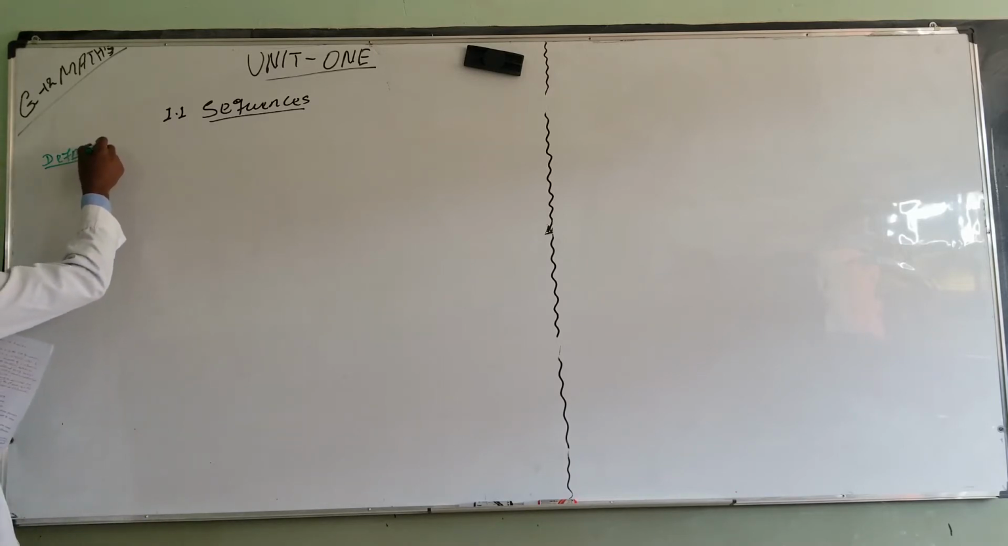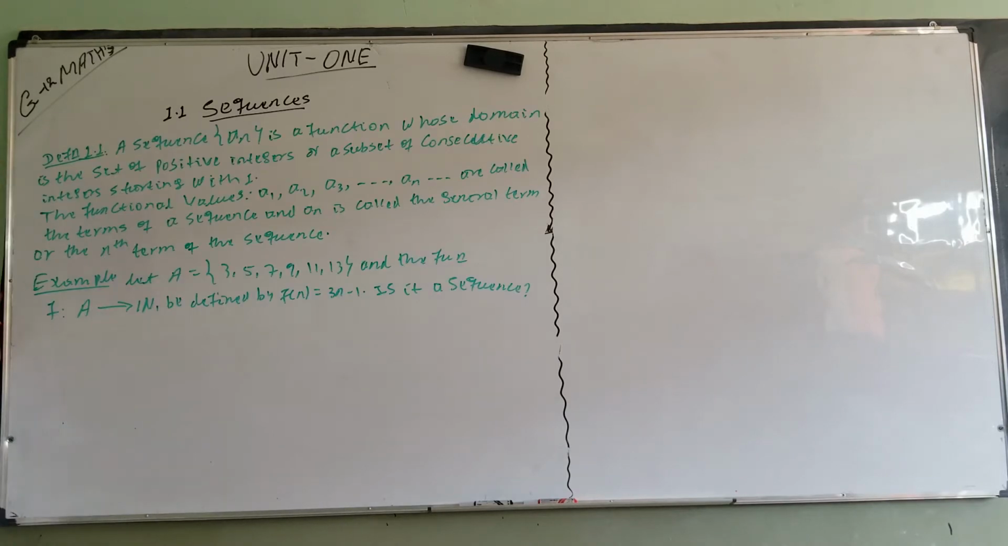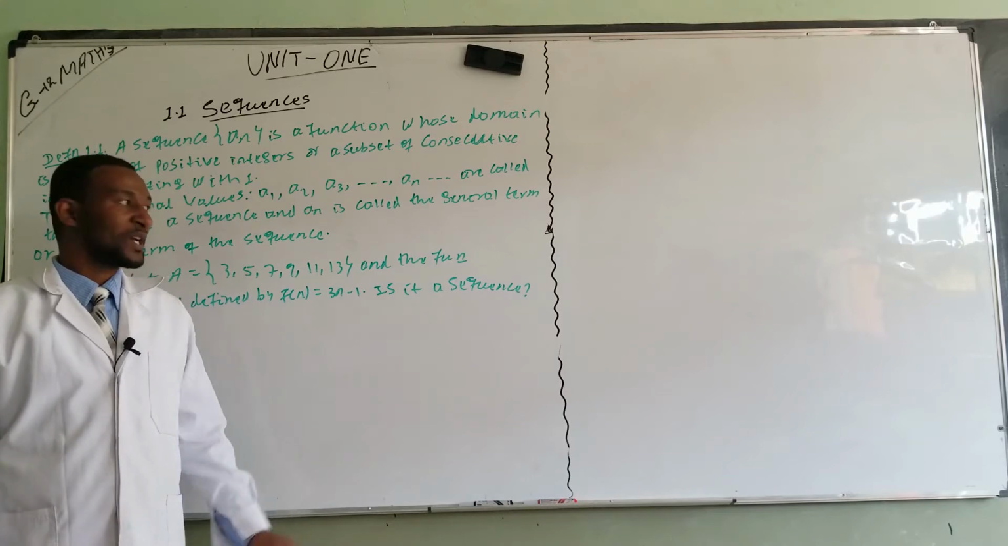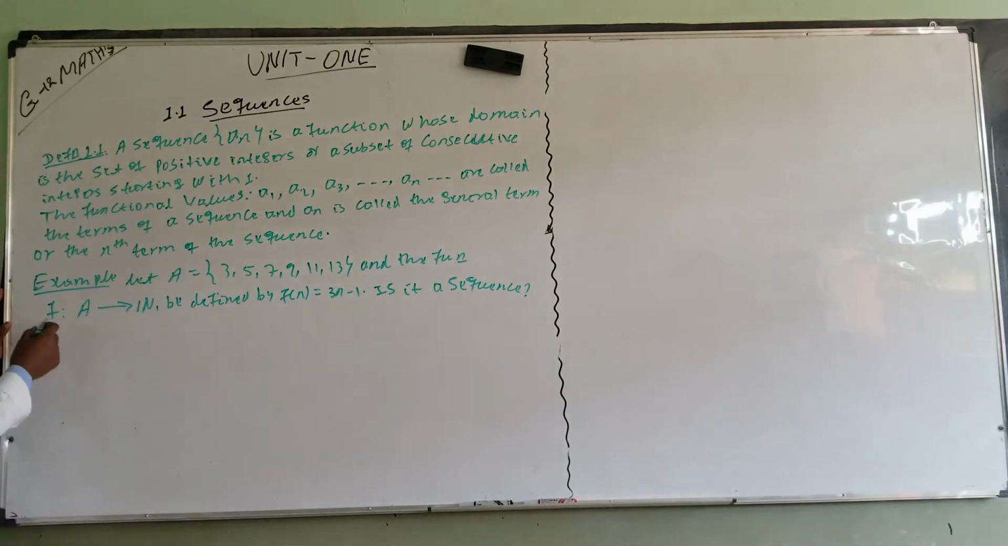Definition 1.1. In this question, the function given to us, f of n, is a map to natural numbers. A map to natural numbers means our domain is A and our codomain is the natural numbers. That means in this function our domain is A and our codomain is natural numbers. Without any calculation, we can decide whether this function is a sequence or not.